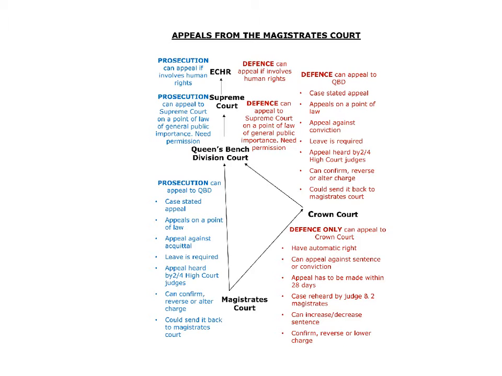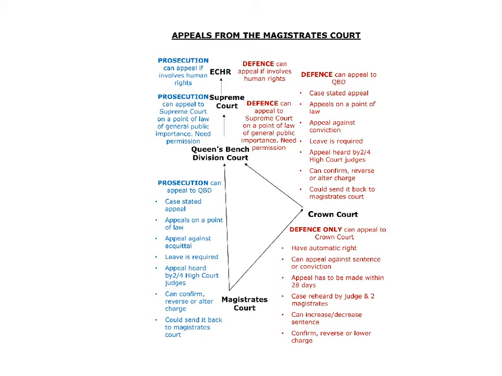So starting from Magistrates then, you basically have two options as a defendant. You either go straight from the Magistrates to the Crown, or you go from the Magistrates to the Queen's Bench Division. Now, the reason that it's separated, this side is all in red and this side is all in blue. This is because blue is for the prosecution, red is for the defence, okay?